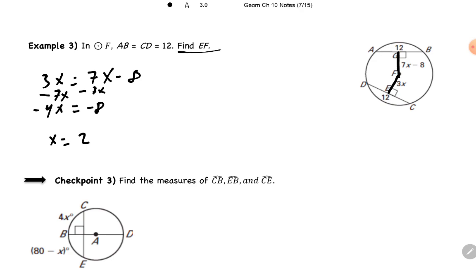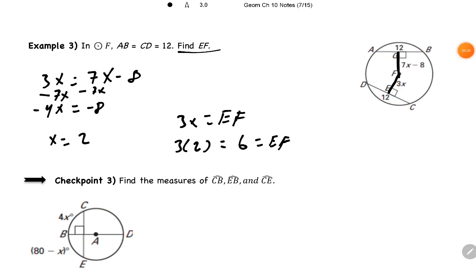But the answer we're looking for is the length of EF. EF is 3 times x. So 3 times 2 is 6, and that is the length of EF.